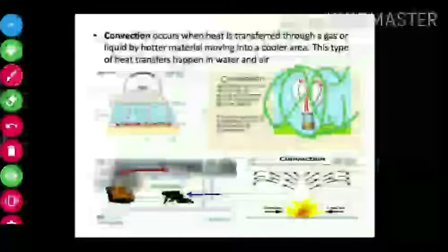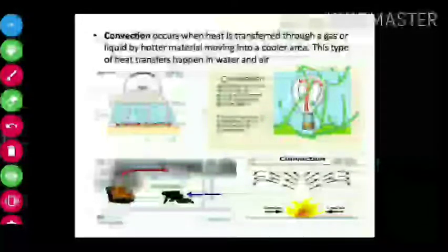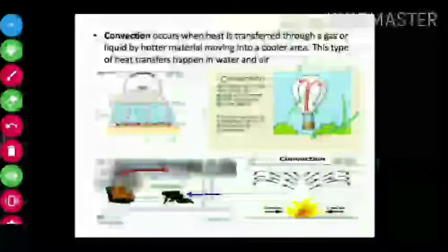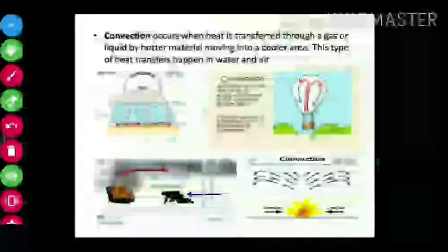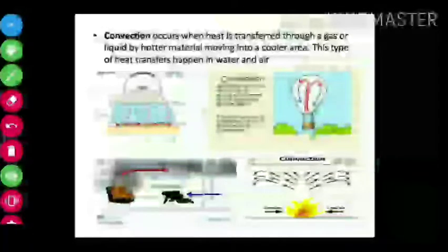So by this process, what will happen? The circulation or movement of air happens, and this circulation or movement of air helps to move the balloon. With this help of movement or convection of heat through air, the balloon will move.